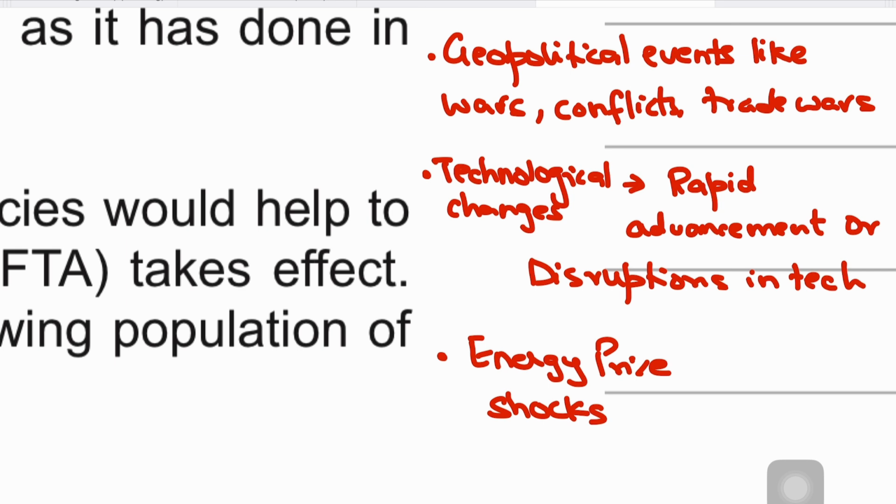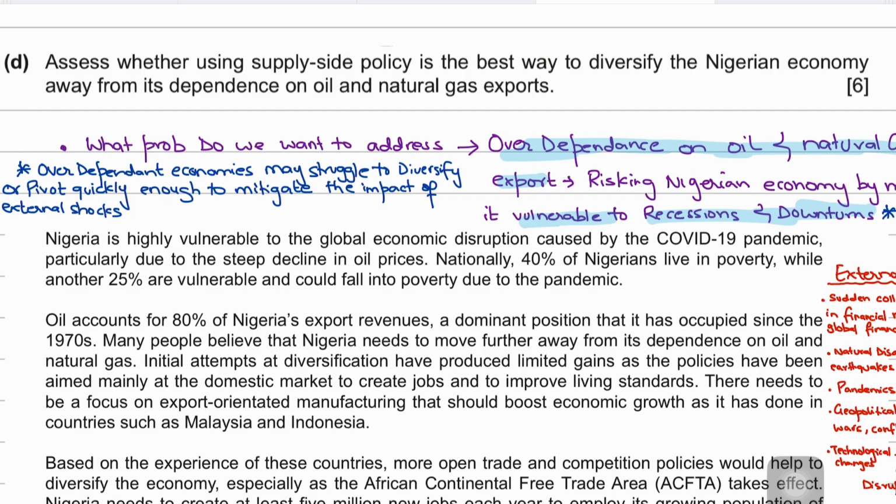Right, so guys, now coming on to supply side policies to diversify the economy away from, to reduce its dependence on oil and gas exports. So we all know what supply side policies are. Basically, they are economic strategies that are designed to improve the productive capacity and the efficiency of an economy by focusing on those factors that influence the supply of goods and services. So they improve those factors that primarily affect the supply side of the economy.